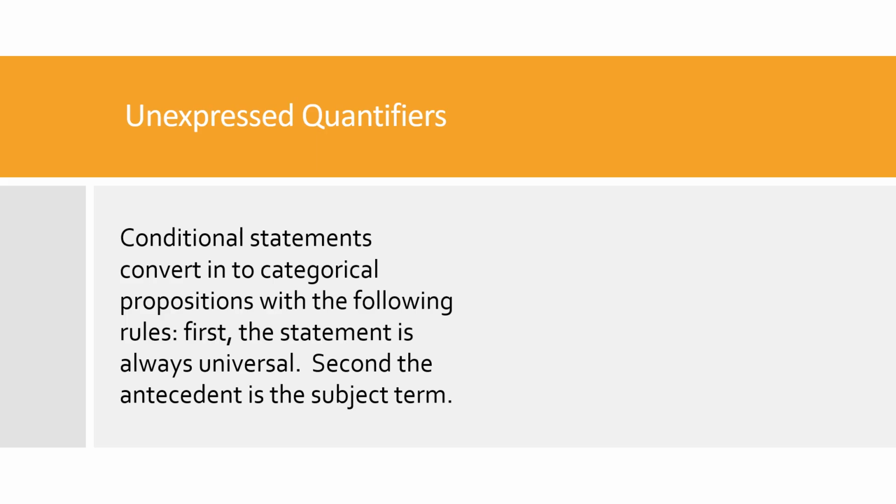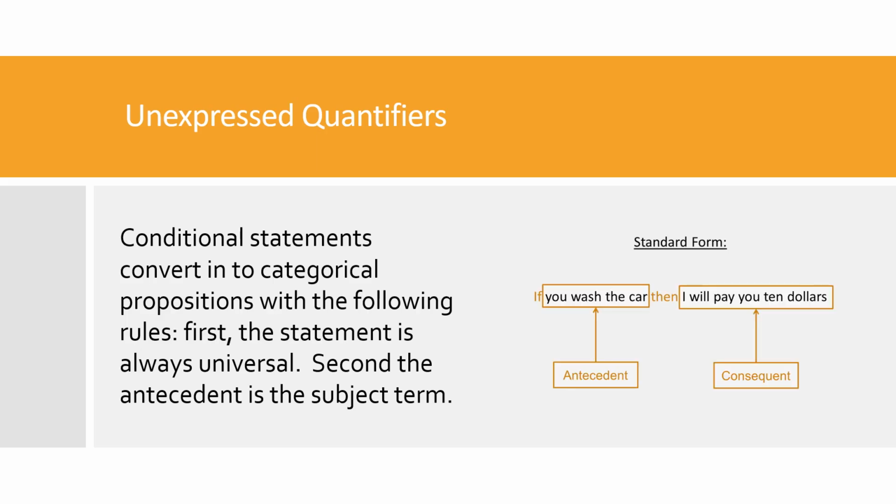So if I have an if-then claim, if something's a dog, then it's a mammal, I have to convert it into an all or no. The second here is that the antecedent of the conditional statement must be the subject term of your categorical proposition. So notice in standard form, a conditional statement is always going to be if antecedent, then consequent.